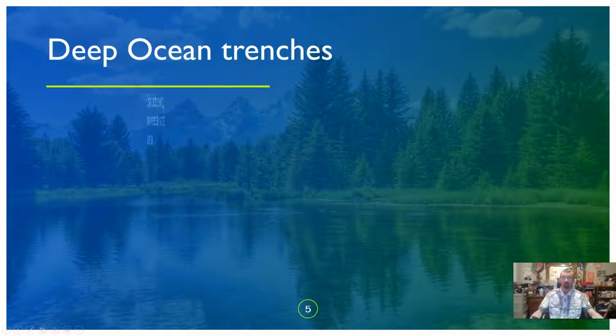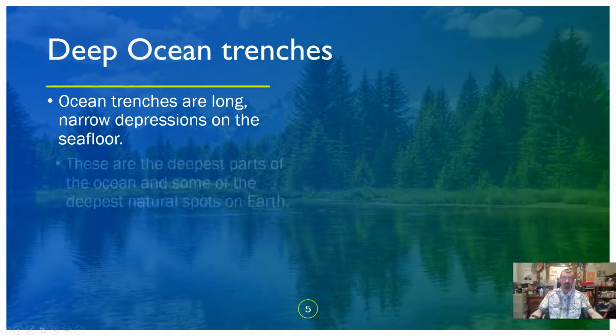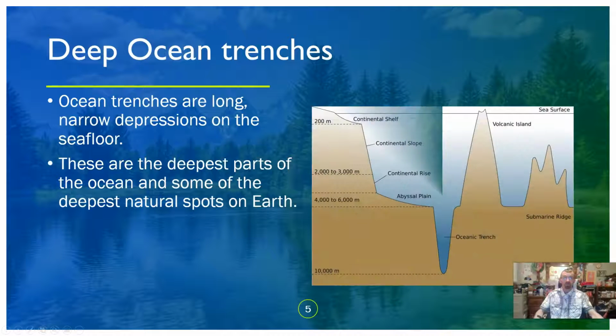So, deep ocean trenches. These are long, narrow depressions on the seafloor, and we're going to look at an image of that in just a second. These trenches are some of the deepest parts of the ocean and even the deepest natural spots on Earth. As you can see here, this is the ocean trench down here at the very bottom. It could be 10,000 meters. There are some other things in this image. It shows a continental shelf, slope, rise, the plain, the volcanic island.